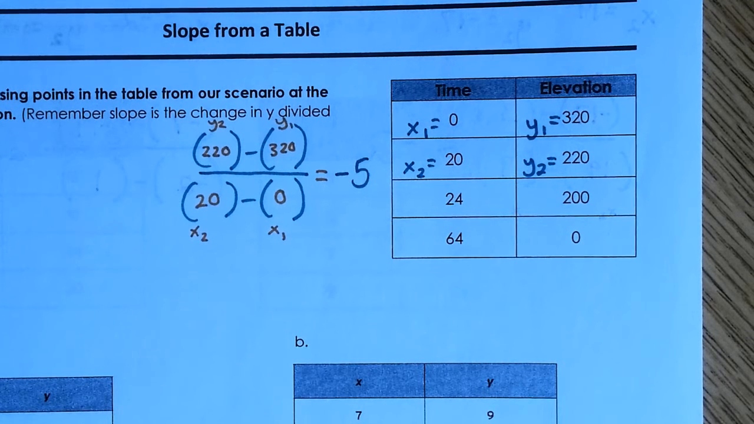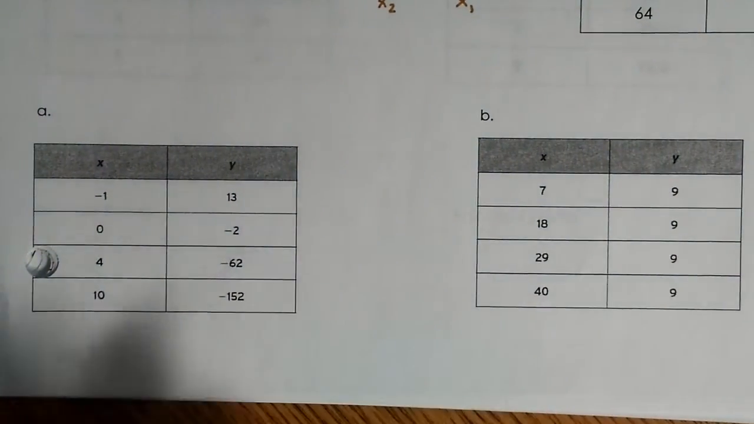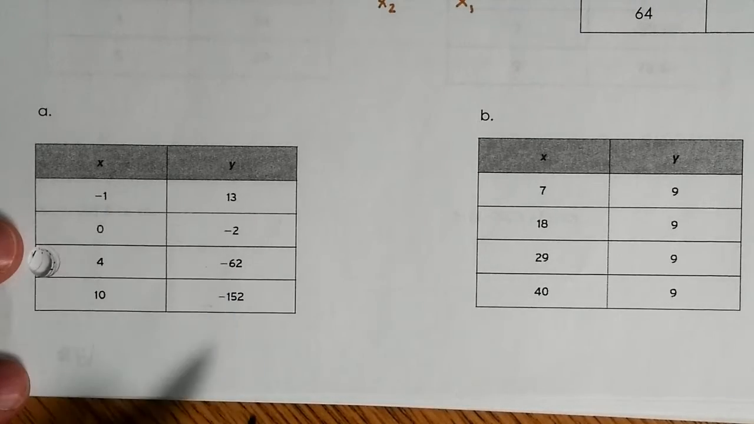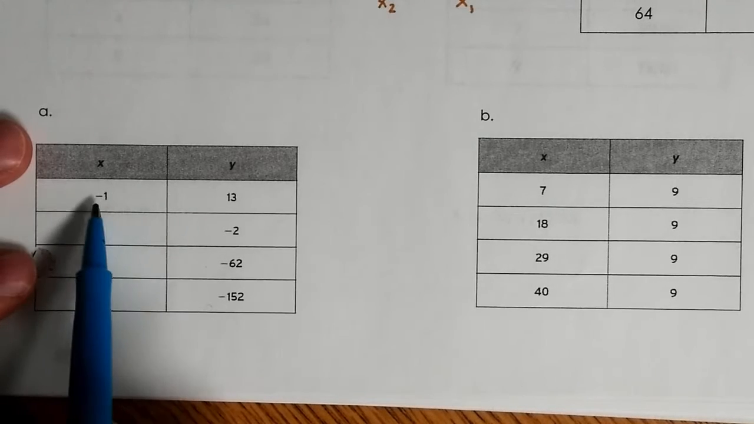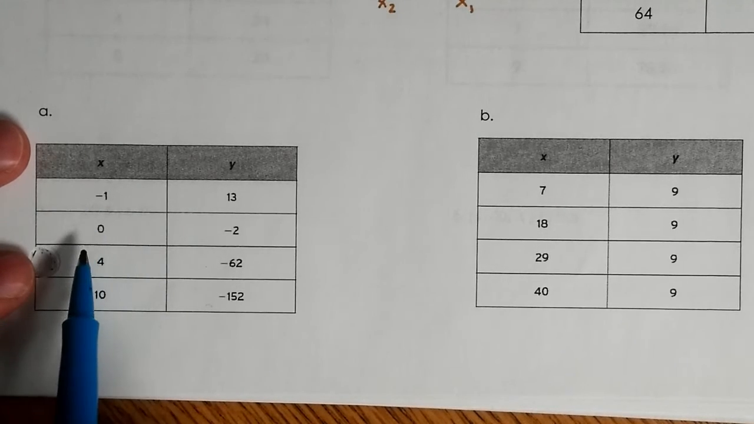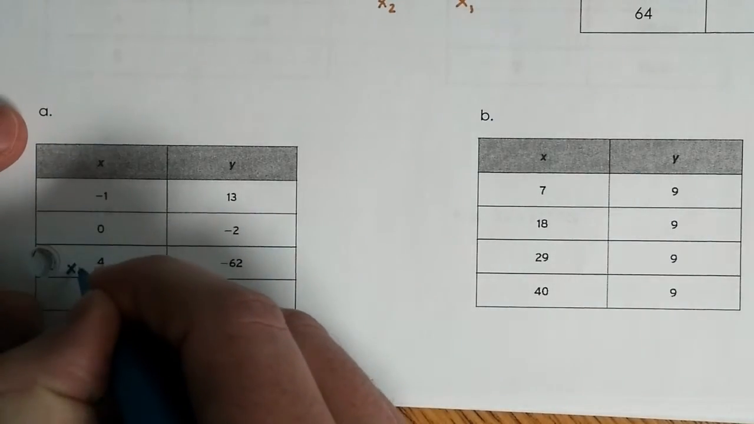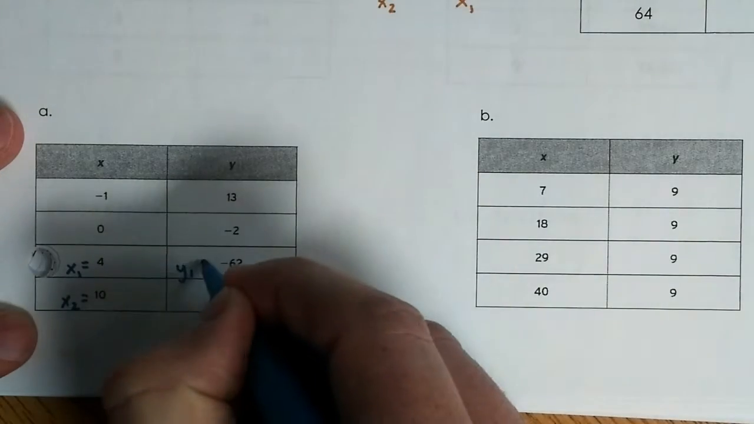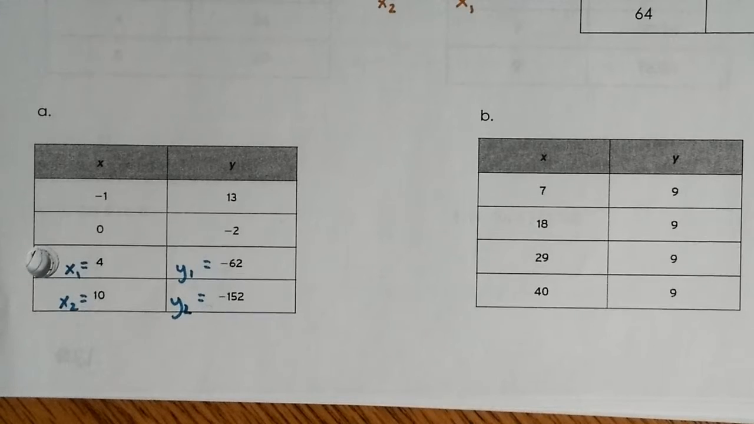We'll do A and B pretty quickly, and then I want to jump into some individual work here. You can use any of these as your x1, x2, y1, y2. Just make sure that it's consecutive. So if we want to use 0, we can do that. Let's do this. Let's go x1 equals 4. Our x2 equals 10. Our y1 equals negative 62, and our y2 equals negative 152.